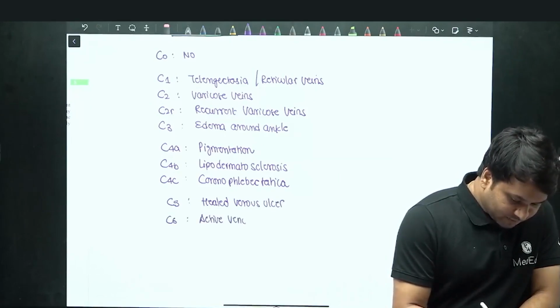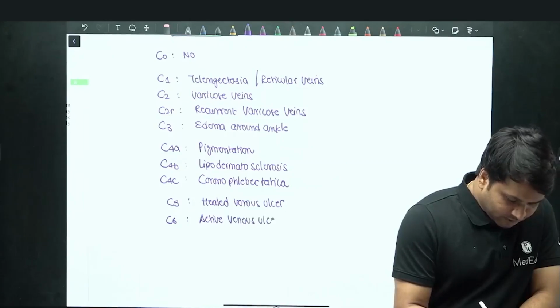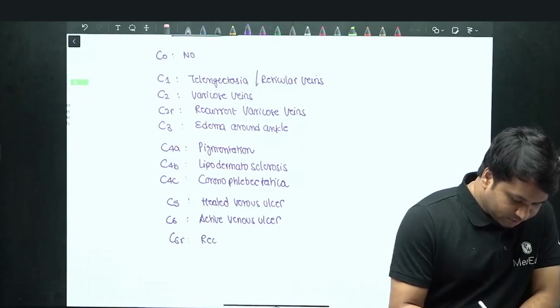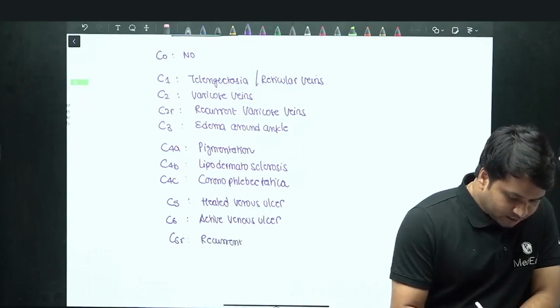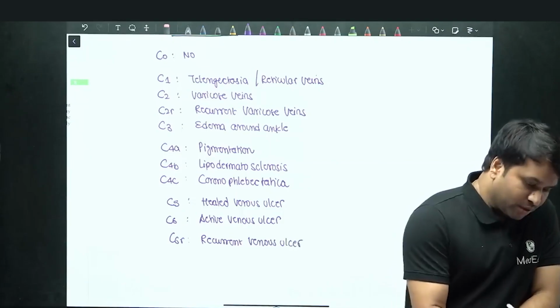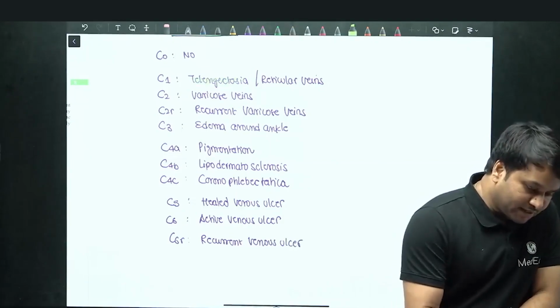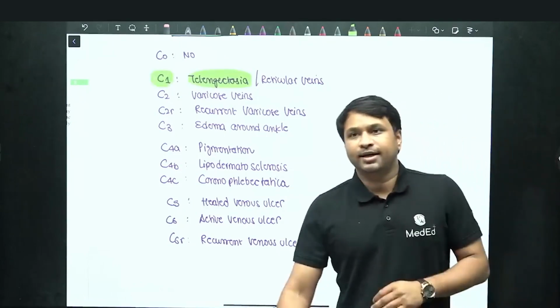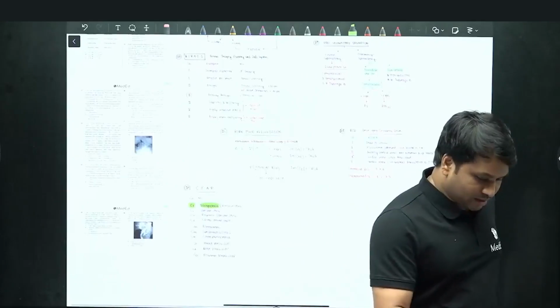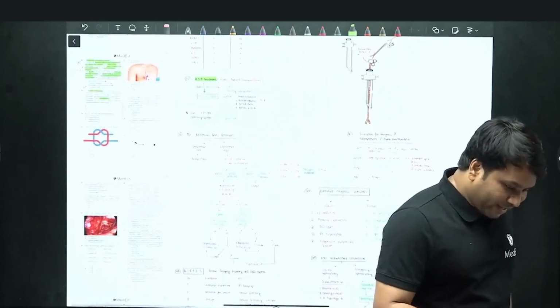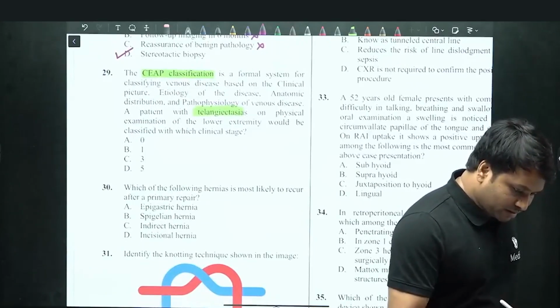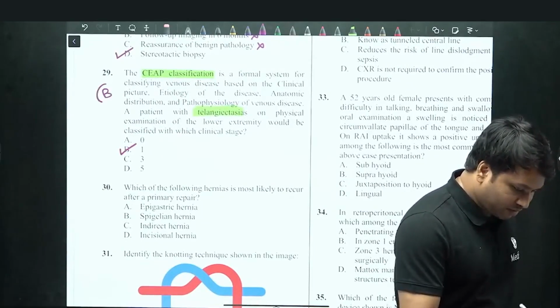C6, or it is your recurrent venous ulcer. So in our question, we have telangiectasia, and telangiectasia is your C1 disease. So for question 29, it is going to be your C1 disease, B for Bombay.